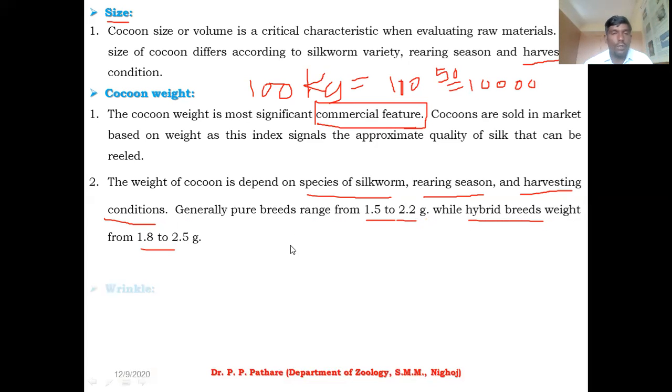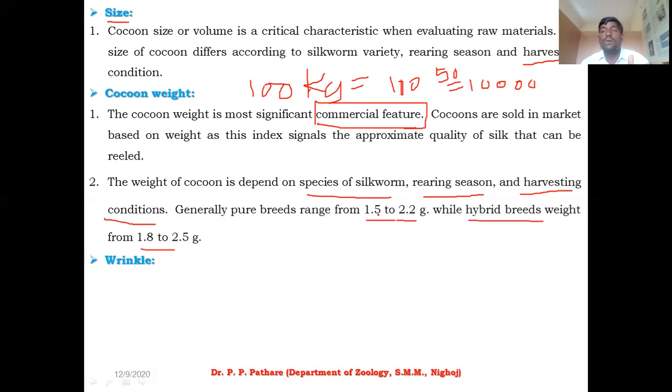This is very important during sericulture in your farm. You should always keep in mind which type of species and which type of season is favorable for cocoon and silkworm rearing. I gave the information regarding species of silkworm, then suitable season.